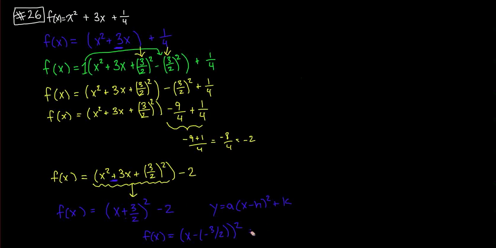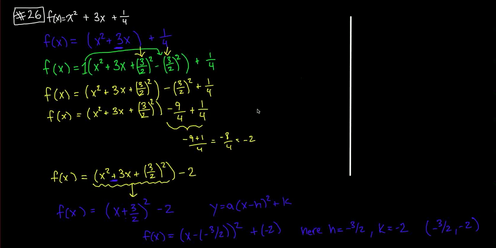Alright, so okay, it's minus 2, so it's plus negative 2 over here. So here, h is negative 3 over 2, and k is negative 2. So the vertex is this point, negative 3 over 2, comma negative 2. So if we were to plot that, we'd say, okay, negative 3 over 2, comma negative 2 might be like right here.